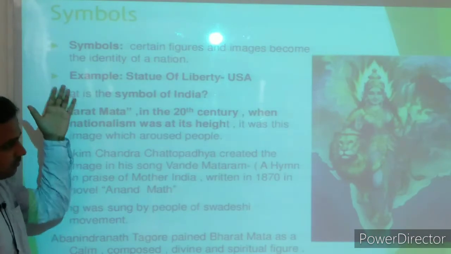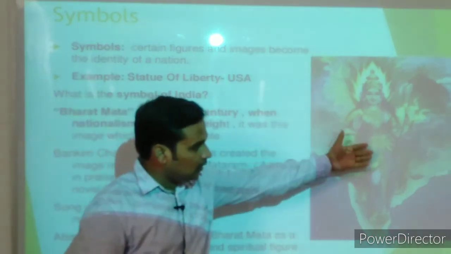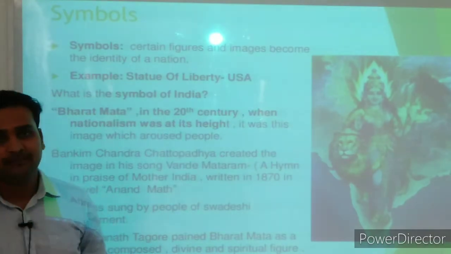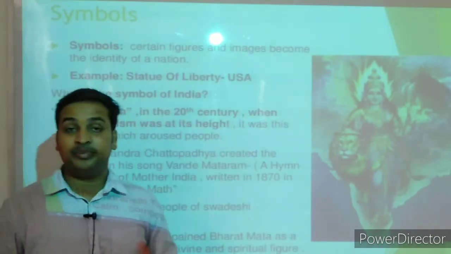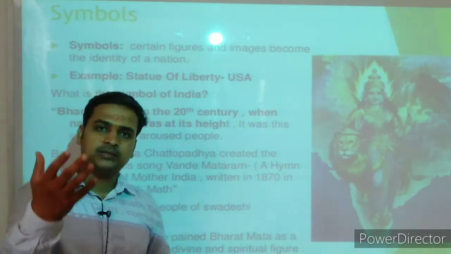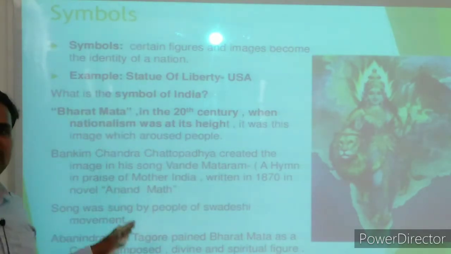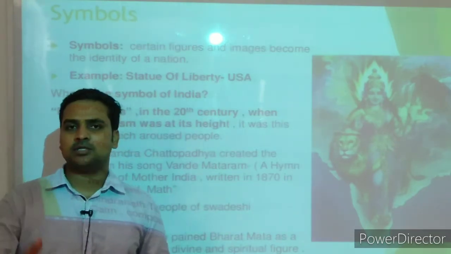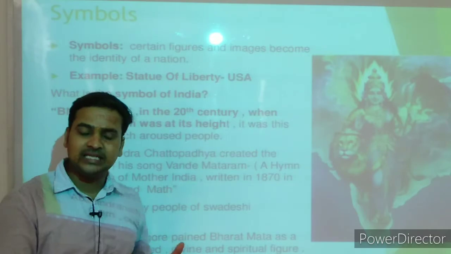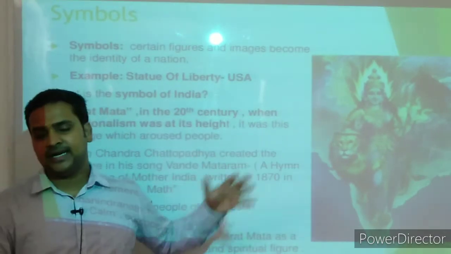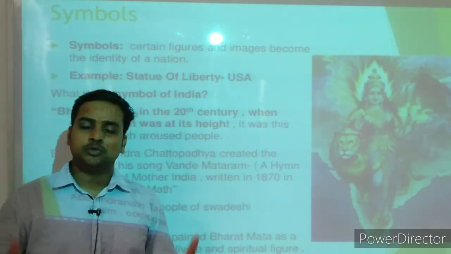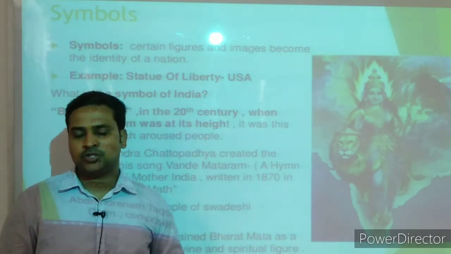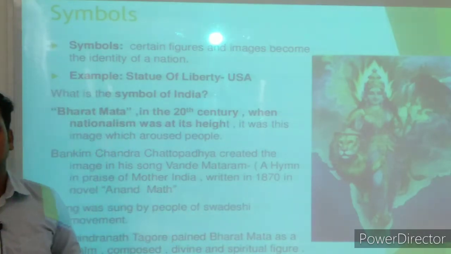As you can see, we will see the symbols first. On the right side you can see the portrait of Bharat Mata, representing the whole nation, sitting on a lion. This type of portrait brings sudden change in your thinking. Before independence, when India was struggling to get independence, these types of portraits played an important role in drawing the attention of the revolutionaries as well as the common people of the country.